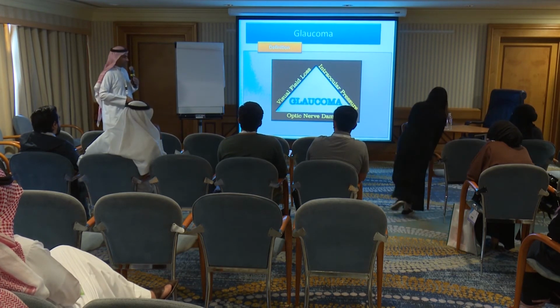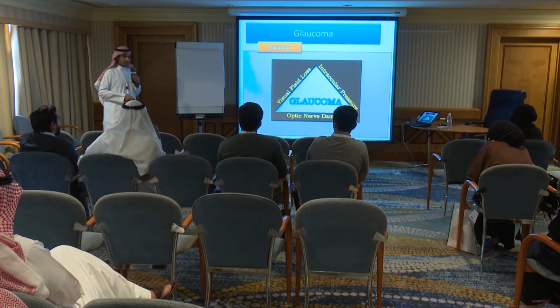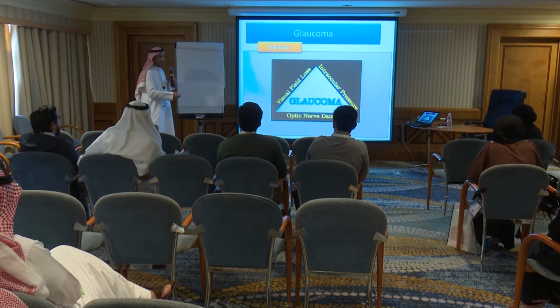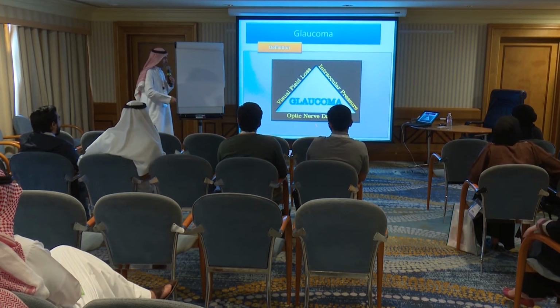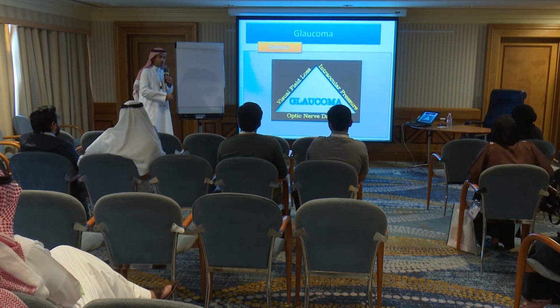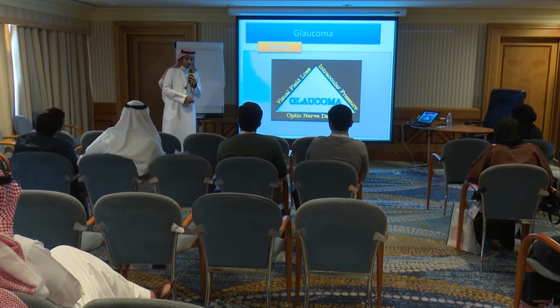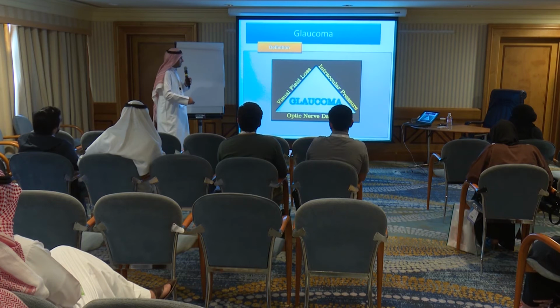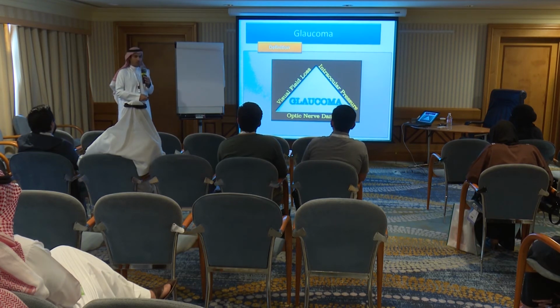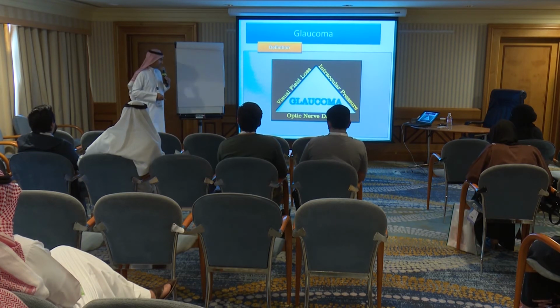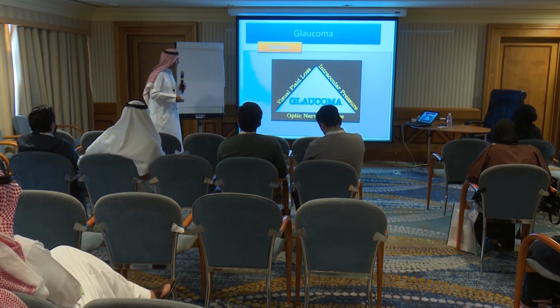So that is the glaucoma. It is a group of diseases characterized by high intraocular pressure, which causes damage to the optic nerve or optic disc, or you can say increases the cup size. You can also say it damages the nerve fiber layer. Then afterwards we will lose peripheral vision.